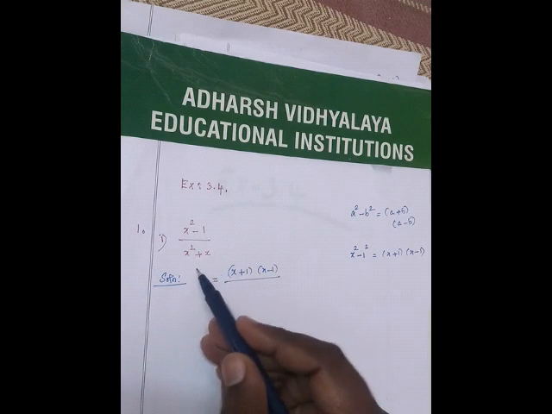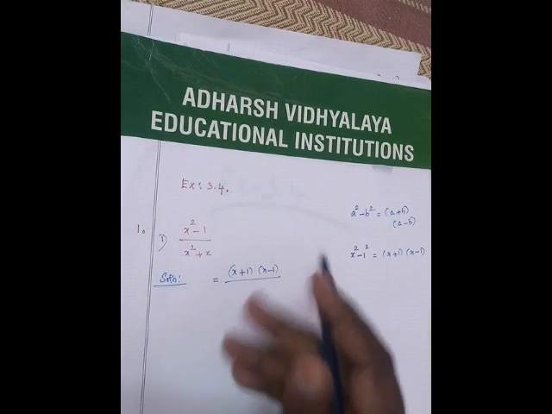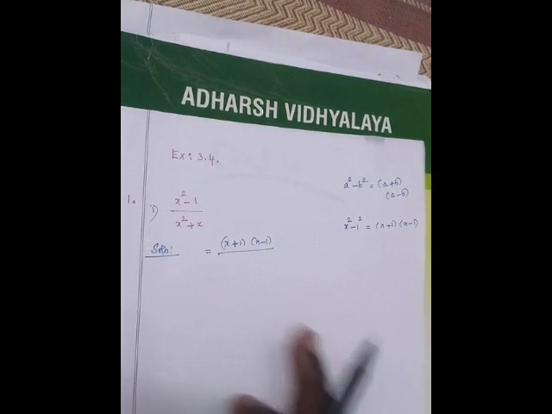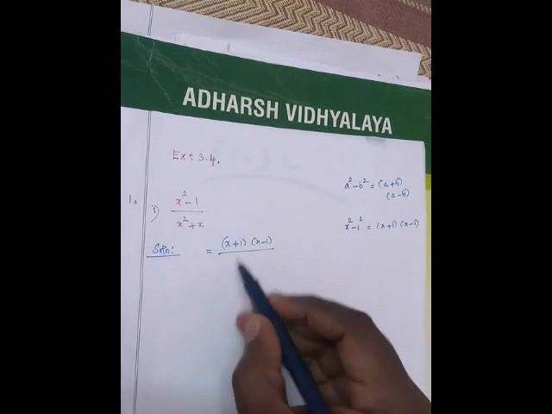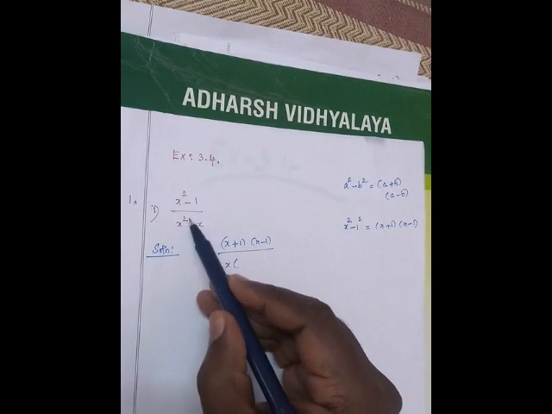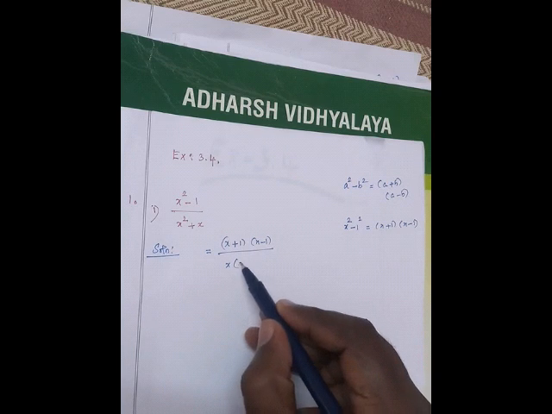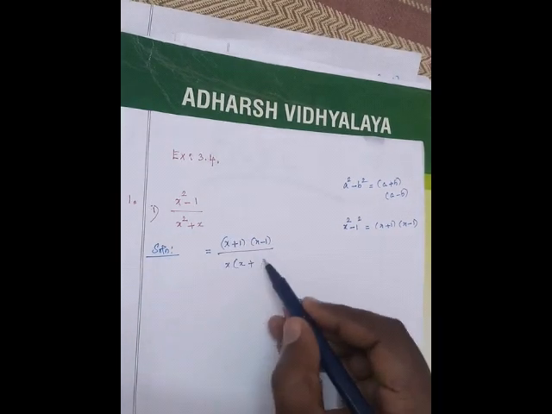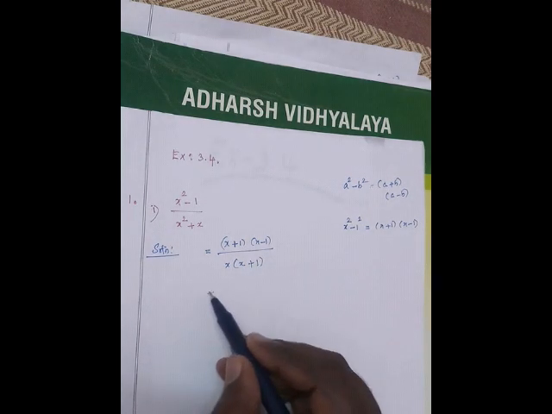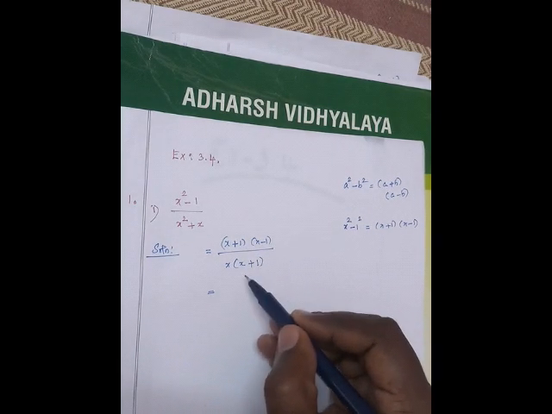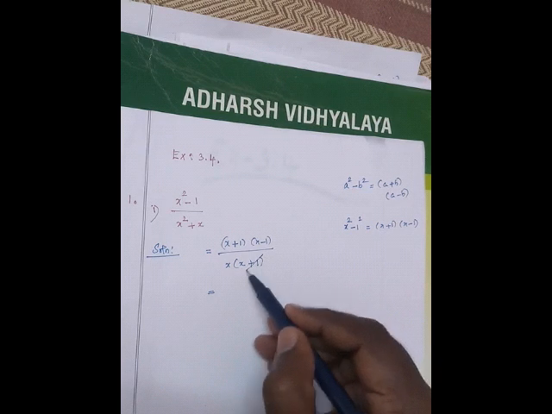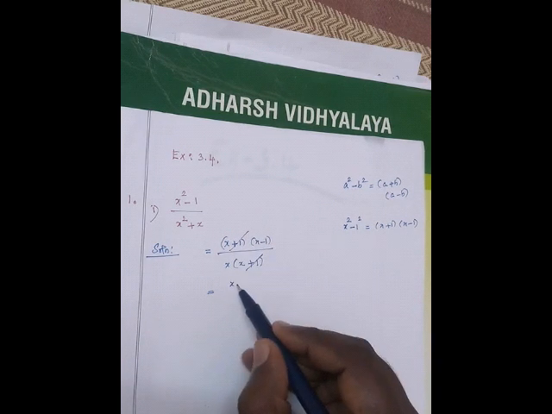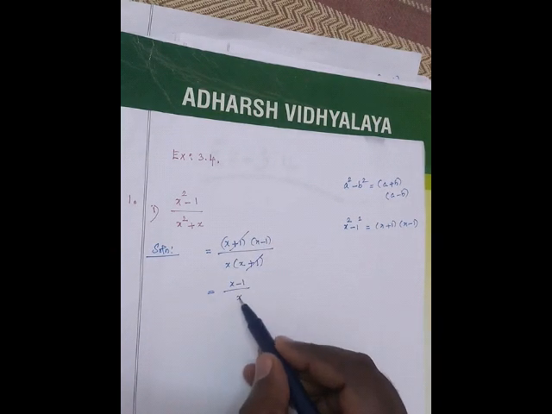x square plus x. There are two terms in this quadratic polynomial. The x is the common factor. If you take that x out, what do we have? Here one more x is there, so I write x plus, and if you take this x out, 1 will be there. So x plus 1 into x minus 1 divided by x into x plus 1. This x plus 1 and this x plus 1 will be cancelled. So x minus 1 divided by x.